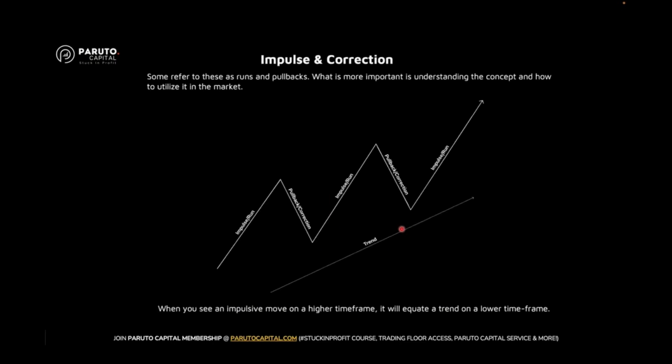Okay, so now let's talk about how the market moves. So the market really moves in a sort of up and down, up and down, up and down, up and down pattern, right?